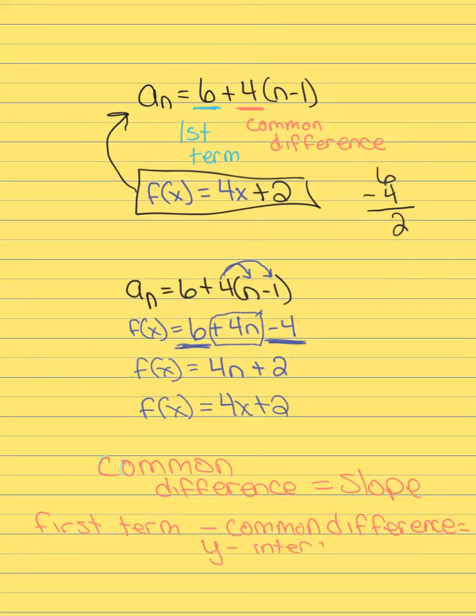Okay, I want to show you one more example, just so that you have an idea of how to deal with the negatives. So if we had, let's say, 6 minus 4, parentheses n minus 1. The way that would change things is I would say, okay, first term is here, my common difference is here. So when I want to rewrite it, I have f of x equals my slope, which is equal to my common difference, so negative 4. I'm going to put my x there. And then my first term minus my common difference.